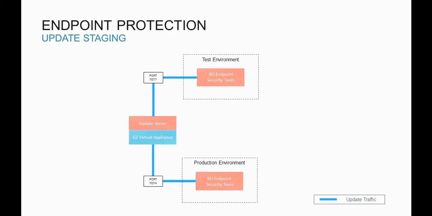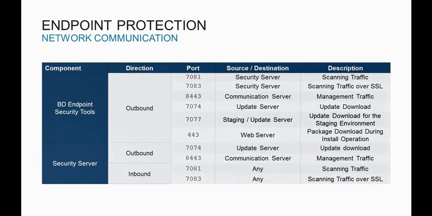When using the staging feature with a testing environment, the update will occur on port 7077, as opposed to the production environment, which will use port 7074. The communication ports used by endpoint security tools and the security server are listed in the table on this slide.